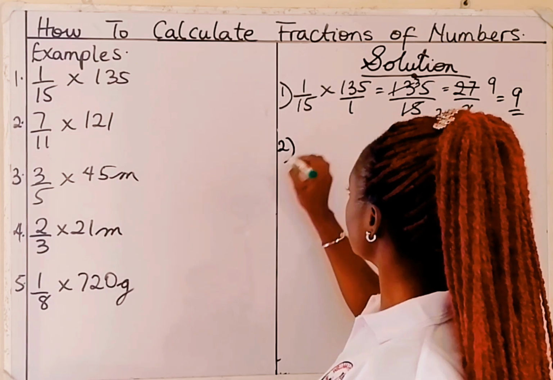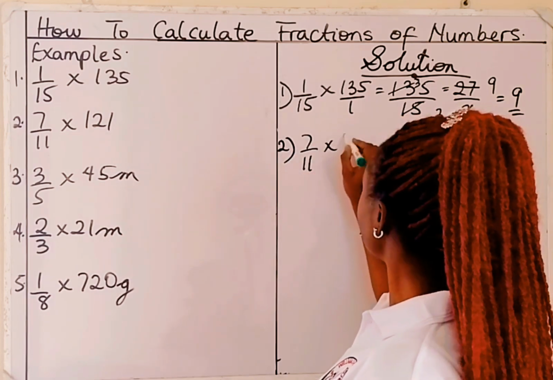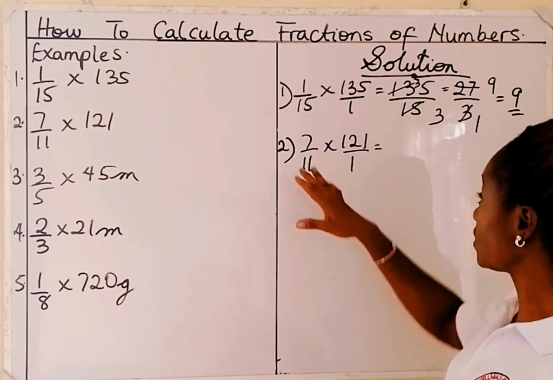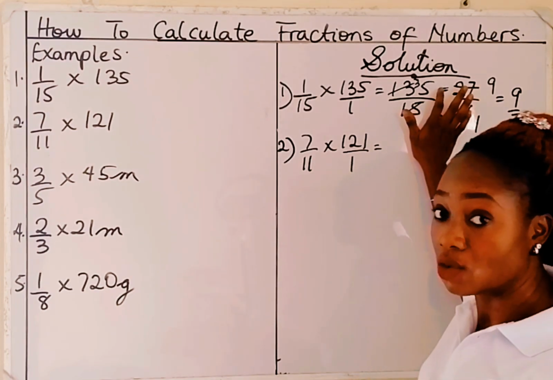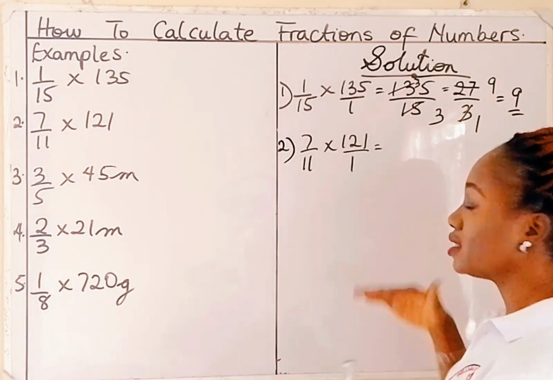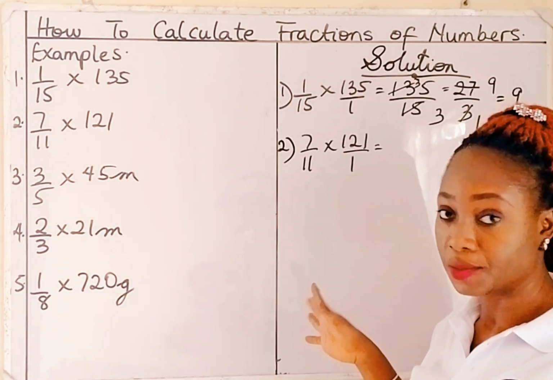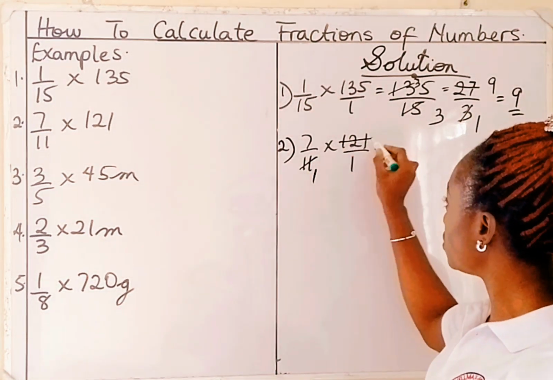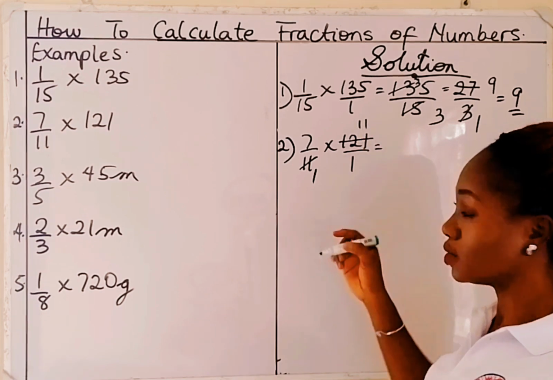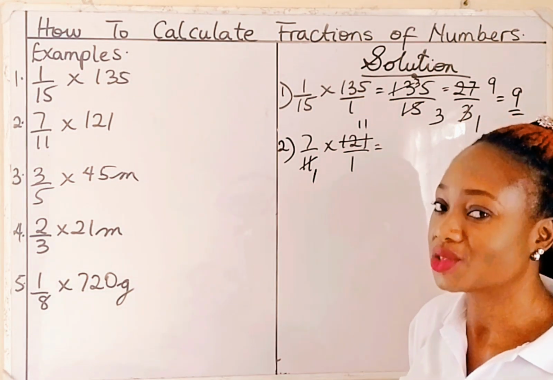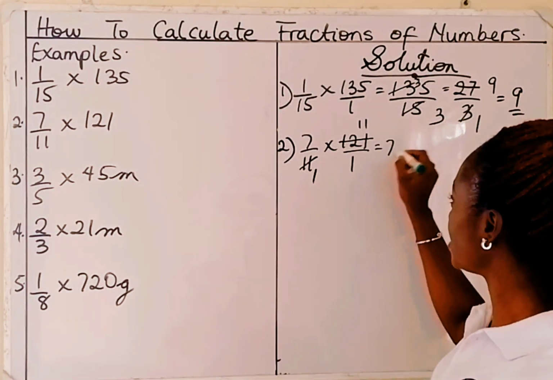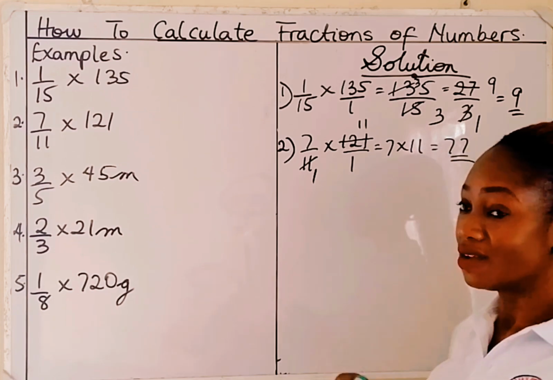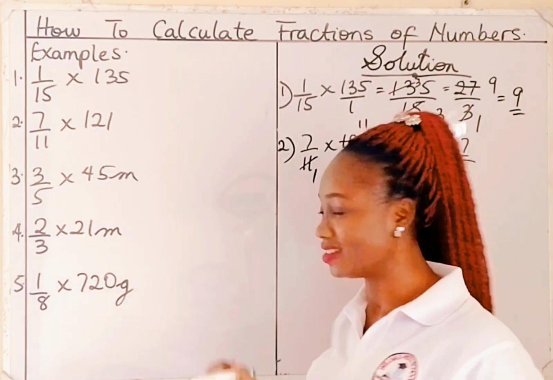Now question 2 says 7 over 11 times 121. Now in this case, we could have just multiplied it out just as we did in question 1, but we can easily reduce the fractions from here. 11 can go into 11 one time, and 121 11 times, because 11 times 11 equals what? 121. Then we have 7 times 11, which equals 77. Voila! That's the final answer.